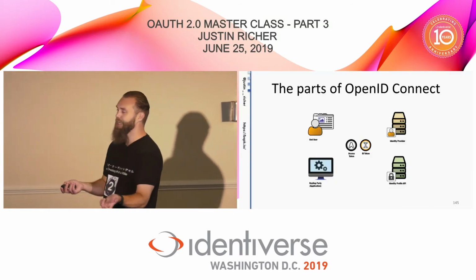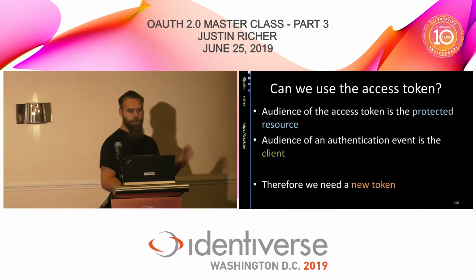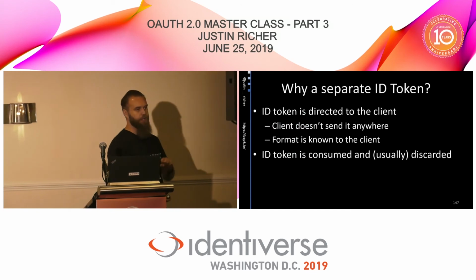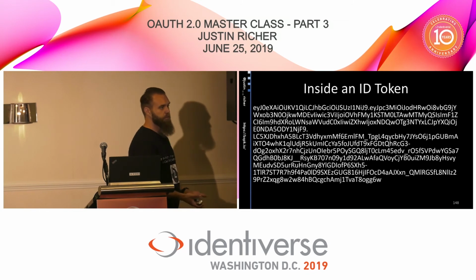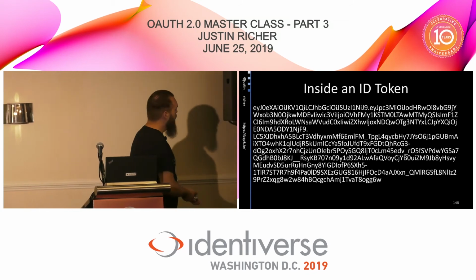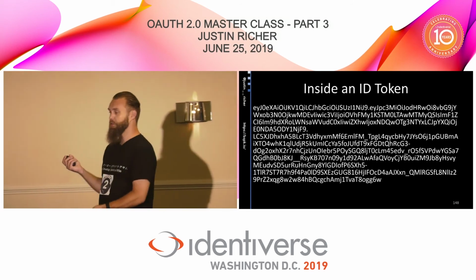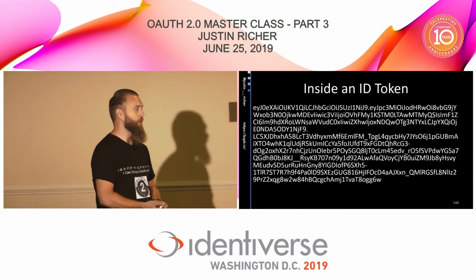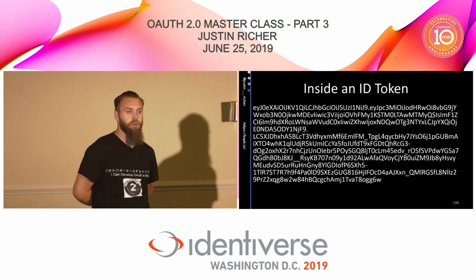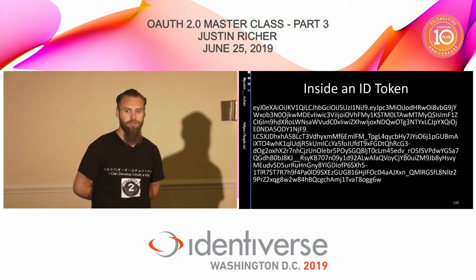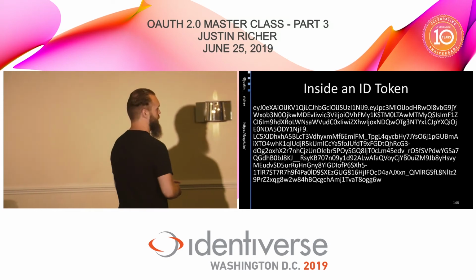Now, the parts of an OpenID Connect system should look really familiar. And we've already covered these bits about why you can't use an access token. But this is what an ID token looks like. Should look familiar, right? And pro tip, if you see a string that starts with eyJ0, it probably is a JWT. You want to know why? Base64 URL decode eyJ0, you get open curly brace, quote. So it's the start of a compact string of JSON serialization.